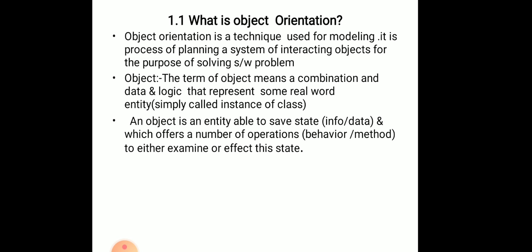Okay, let's see what object orientation is. Object orientation is simply a technique used for modeling a system. The main purpose of this system is solving the software problem. And what is an object? An object means a combination of data and logic that represents some real world entity, simply called an instance of a class. An object holds information like state information or data, and the operations performed on this object. Also this information is held by our object, and we can examine and affect this state.